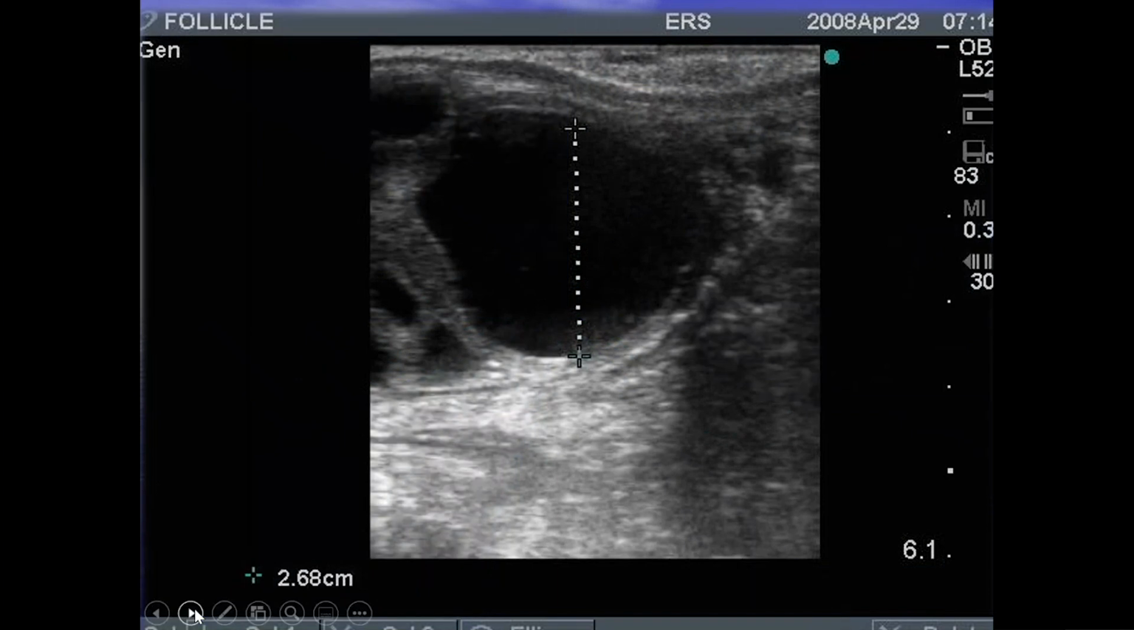Now, I thought this might be a little of an interesting slide to allow us to talk about some of the conundrums we face as veterinarians working with mares to predict ovulation. What have we got here? Let's say we've got the left ovary of a mare, and I've got a follicle there. I've got a follicle which I've measured at 2.68 centimeters. What do we think of that follicular shape? What do we think of that follicular wall? What do we think of that follicular size?